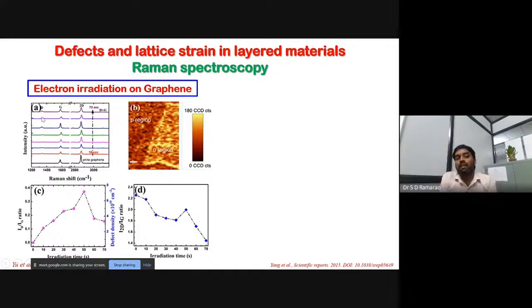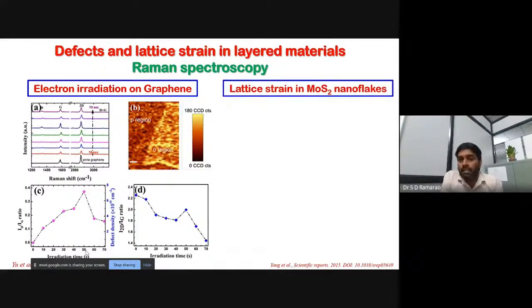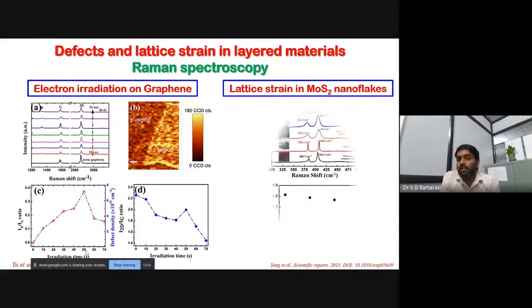That means when you are increasing the irradiation time, defects are increasing, and so your D band is coming up. So you can find the ratio of ID to IG, and wherever you are having the maximum, there you are having maximum defects. That means if you irradiate for 50 seconds, you are having more defects. Okay, and then lattice strains also you can see.